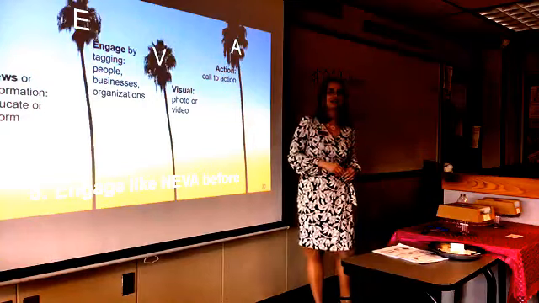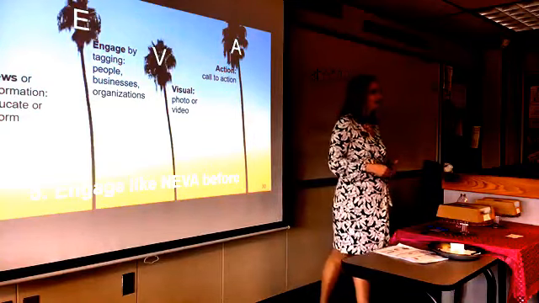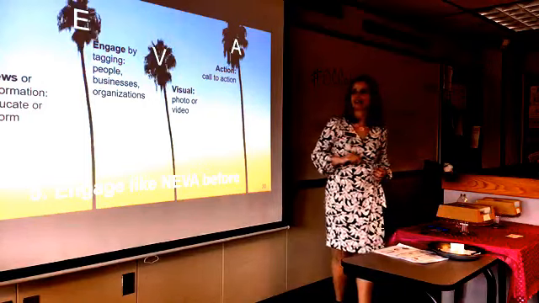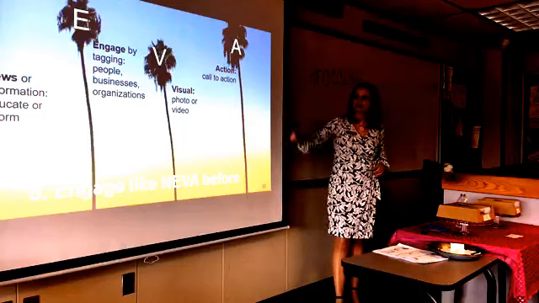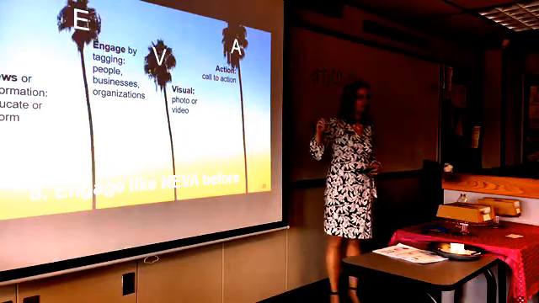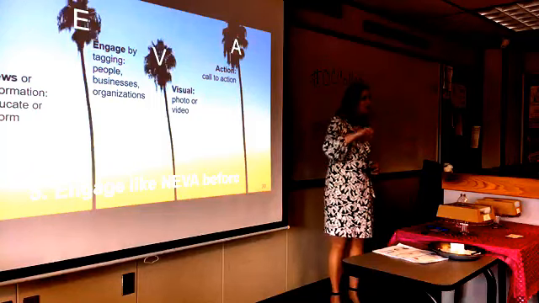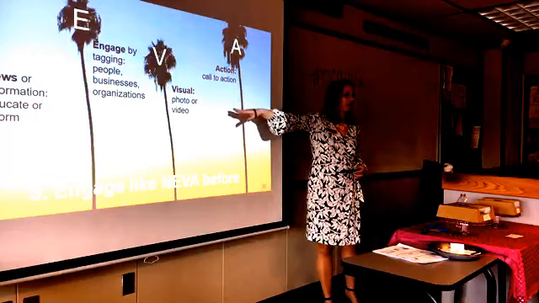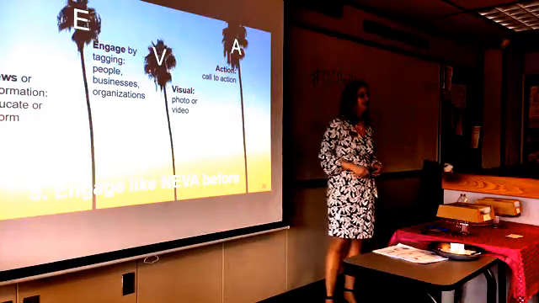The E stands for engage. So I want you to engage by tagging people and or organizations. You want to be talking at somebody and kind of using that at symbol. The V stands for a visual. So the visual could be a photograph, it could be a video, it could be a website link that has a picture as part of it or an infographic, but some type of a visual element that goes along with it. And the A is a call to action.